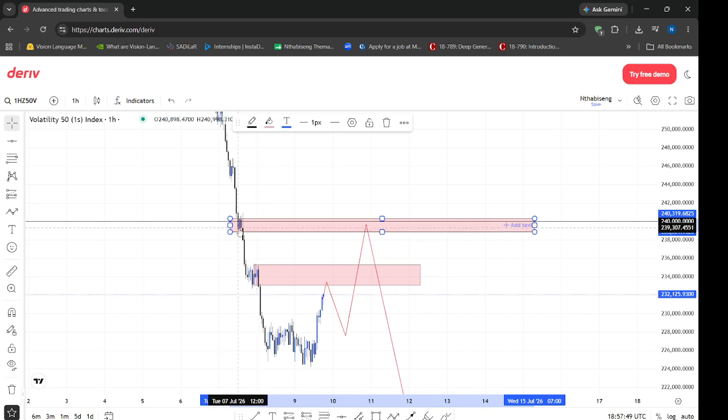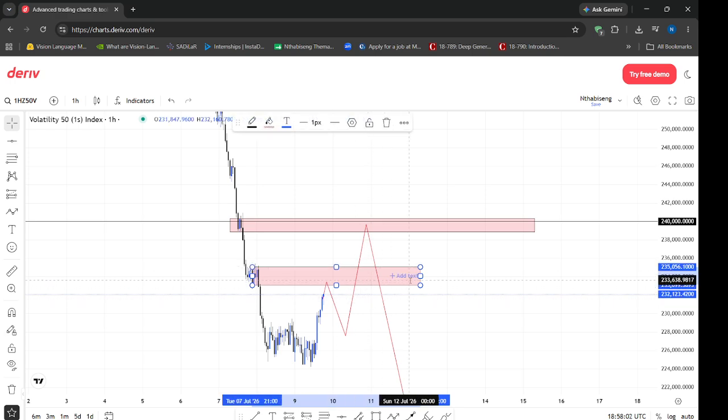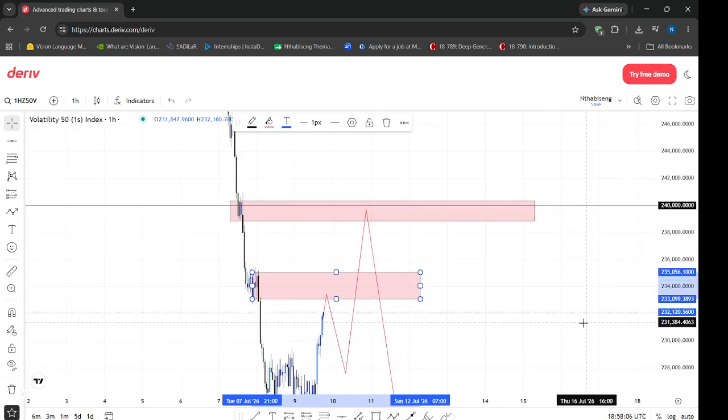I also have my fair value gap right here, and the market broke this psychological level impulsively, so the market would need to go back and retest that area. So yes, we have two possibilities. This order block might hold, and that order block may also hold. So what are we looking for?